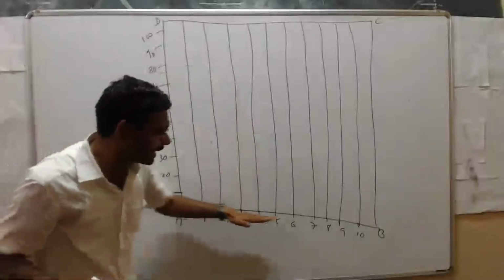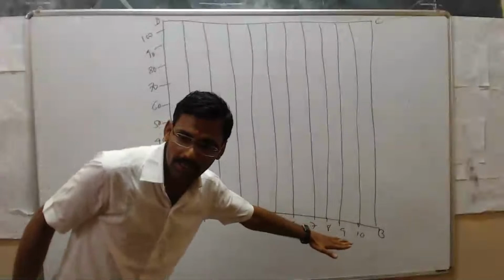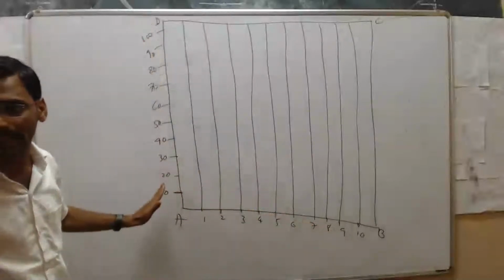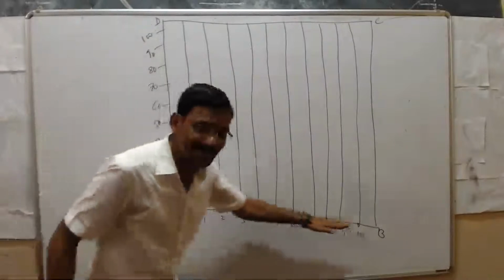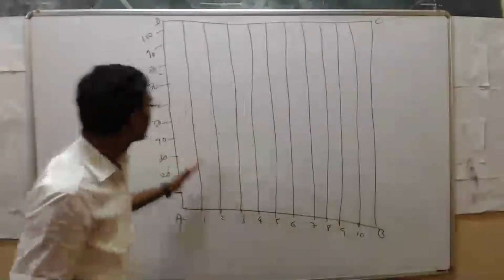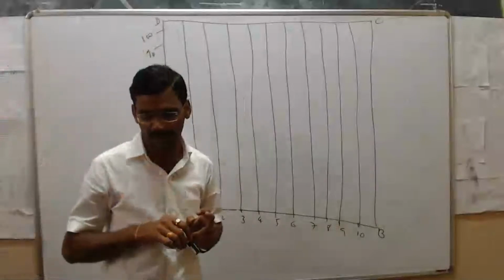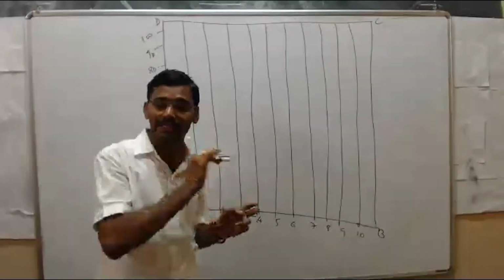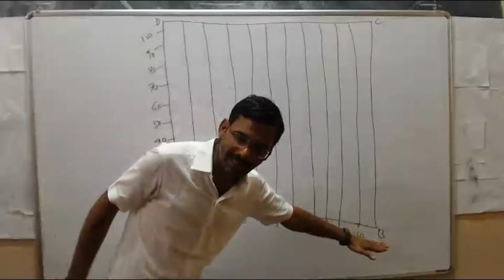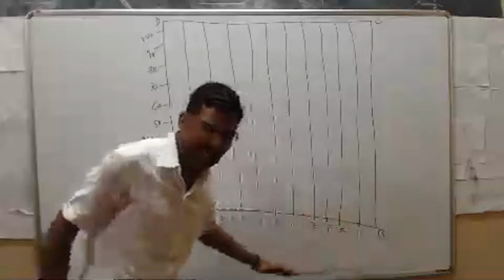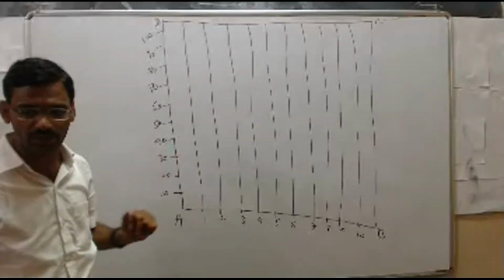Sorry, AB is a horizontal line, AD is a vertical line. It means AB is considered as the x-axis, AD is considered as the y-axis, because it is coordinate geometry. We have to consider the situation in the Cartesian plane. Then AB is the horizontal line, the x-axis. AD is vertical, nothing but the y-axis. This one is the situation.